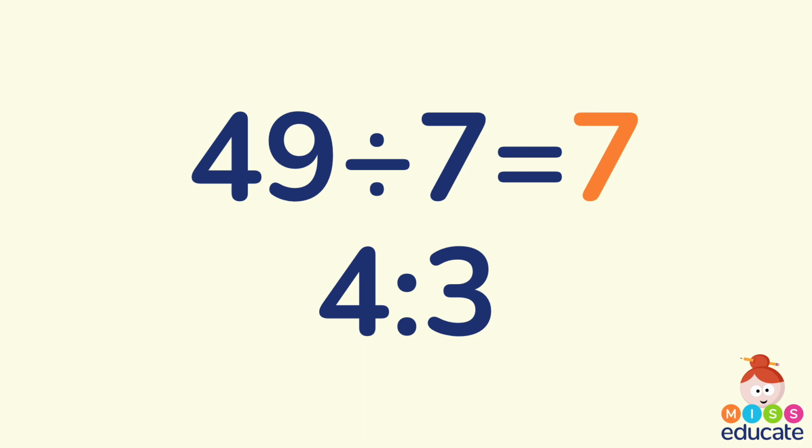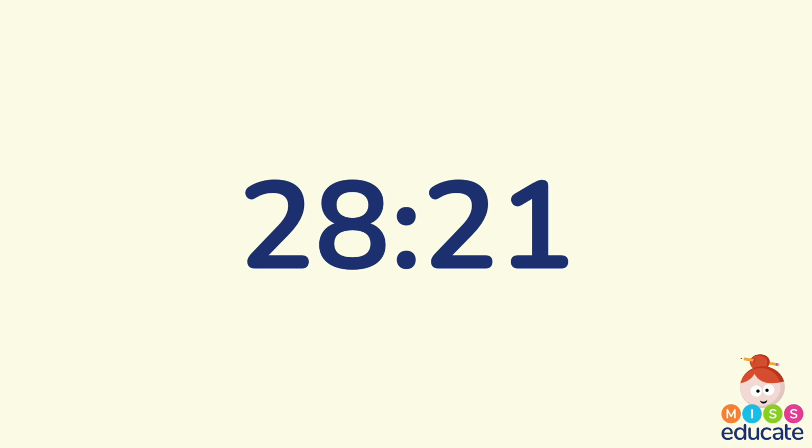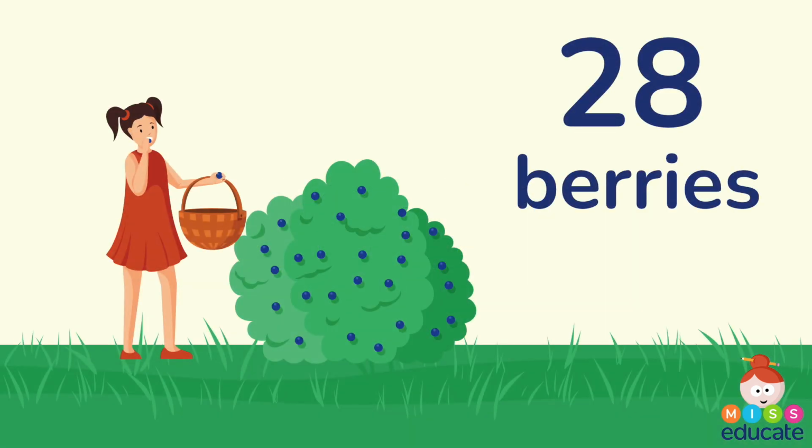All we have to do now is go back to that ratio of 4 to 3. We multiply each side of the ratio by that 1 part to work out what 4 parts are and 3 parts are. 4 times 7 is 28, and 3 times 7 is 21. So, going back to our original question, divide 49 into the ratio of 4 to 3, it would be 28 to 21.